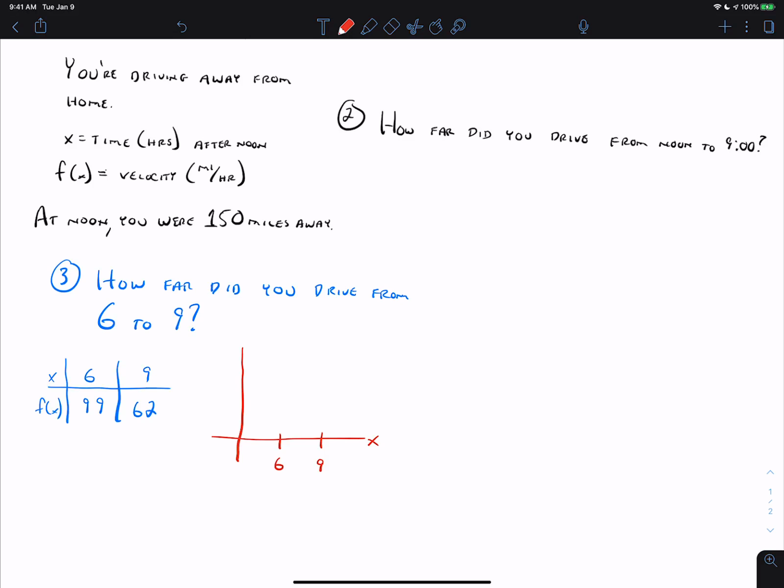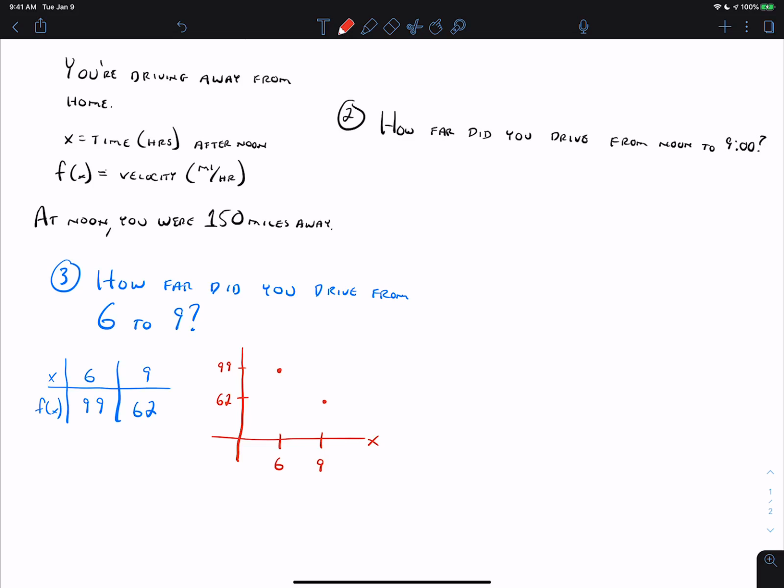And then we know that at 6, you were driving 99 miles per hour, and at 9, you were driving 62 miles per hour. So we know that the y value there is 62, the y value there is 99. Again, those are your speeds or velocities, not your distance. The issue is we don't know anything about what the graph looks like between there. So there are two simple assumptions that we can make.